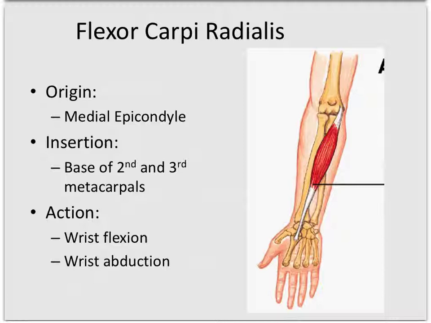The first muscle in the flexor group is the flexor carpi radialis. Just as all of the flexor muscles do, this originates on the medial epicondyle, and it comes down to the base of the second and third metacarpal, so right in the wrist. This is obviously a wrist flexor as well as a wrist abductor.